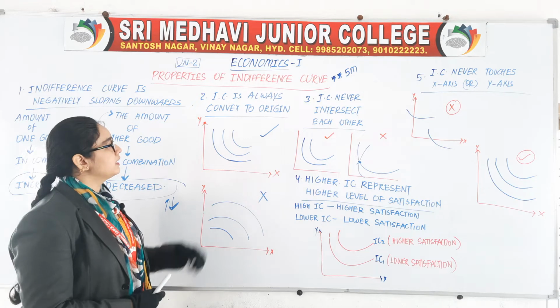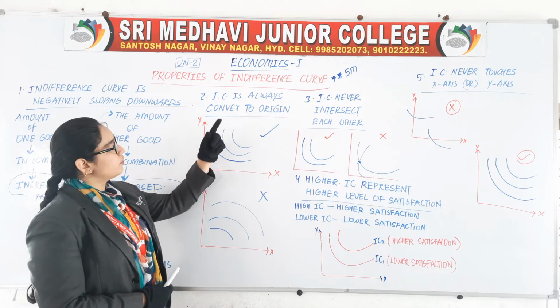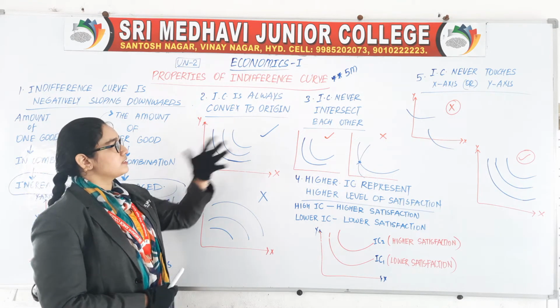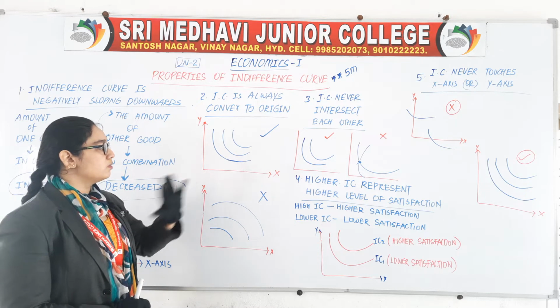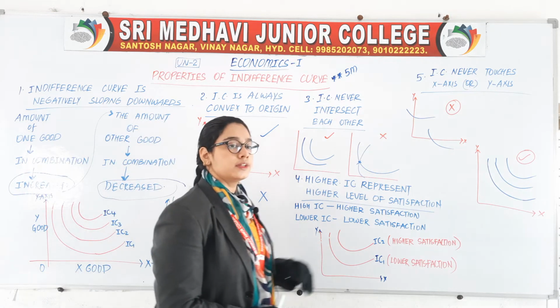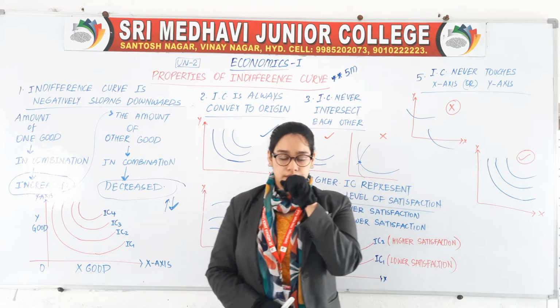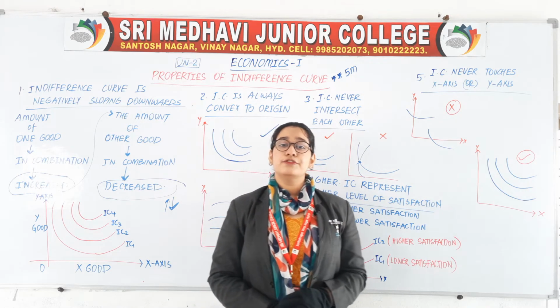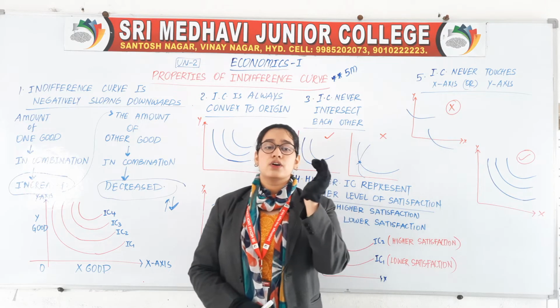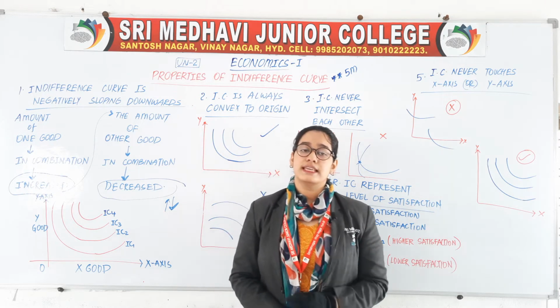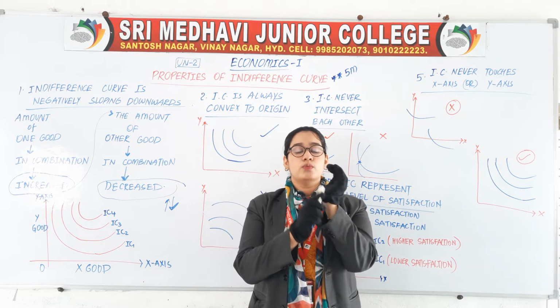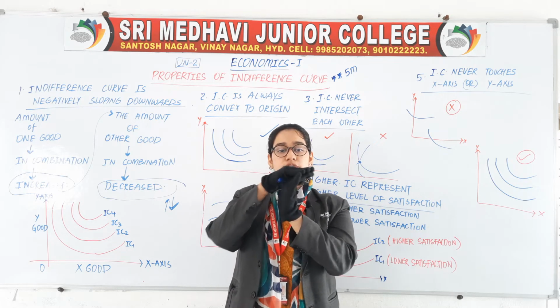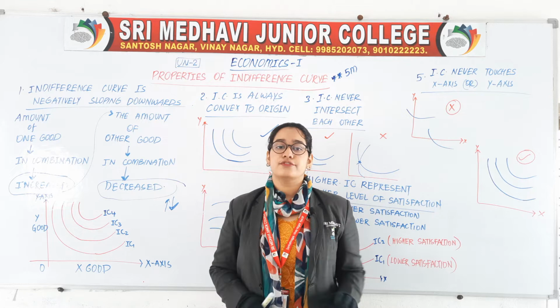Coming to the second one, indifference curve is always convex to the origin. Indifference curve is always convex to the origin. So this shape, in your 10th standard physics you have discussed what is convex and what is concave. Alright, so this is nothing but convex. The opposite of this is concave.